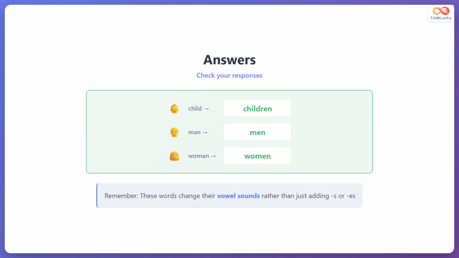Here are the correct answers. The plural of child is children. The plural of man is men. The plural of woman is women. Remember, these words change their vowel sounds rather than just adding -s or -es. In the next part, we will explore more irregular plurals and learn additional patterns.